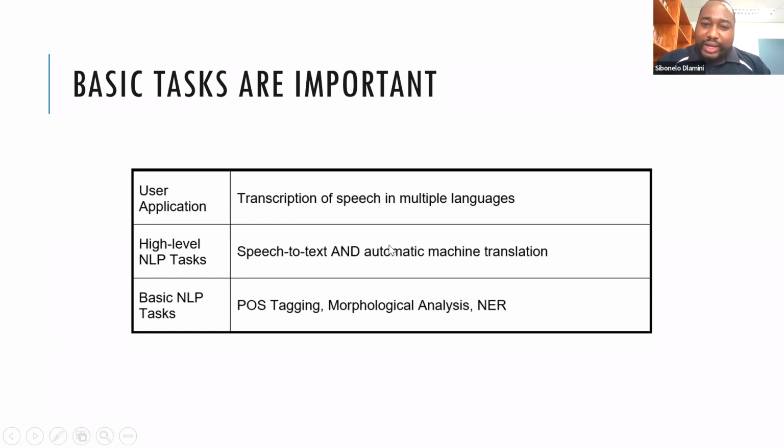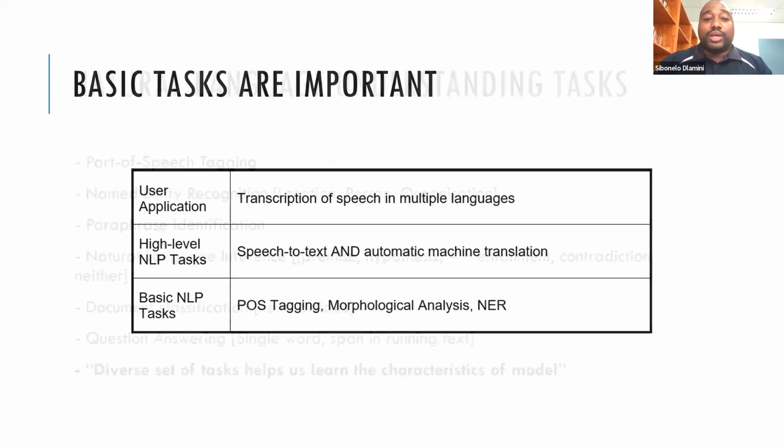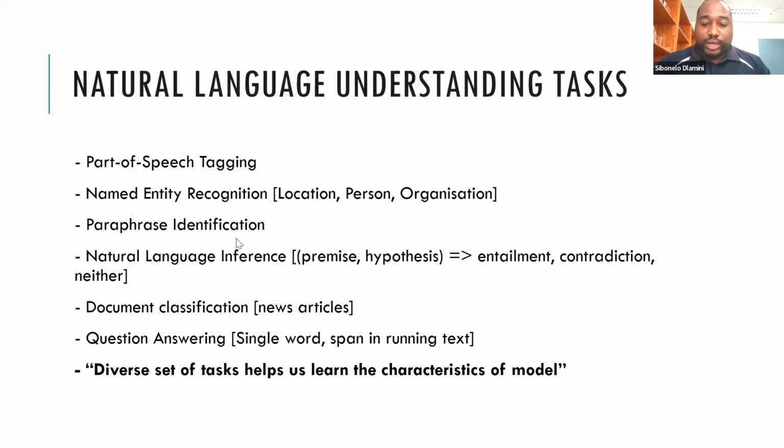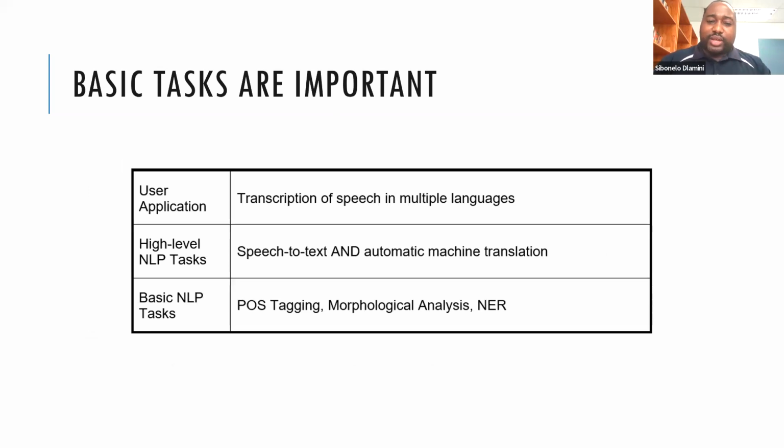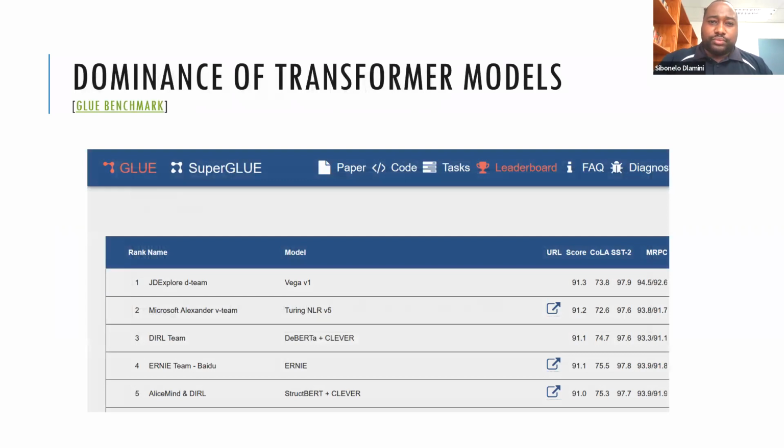So all of those are high level NLP tasks, but in order to create those high level NLP tasks, we need to get the basic tasks sorted, like part of speech tagging, morphological analysis, named entity recognition, the tasks that you see listed over here. So yes, they help us to evaluate the models and really get the characteristics of the models and where their strengths and weaknesses are, but those problems are actually very important as well in terms of building the kind of user applications that we want to build for people.